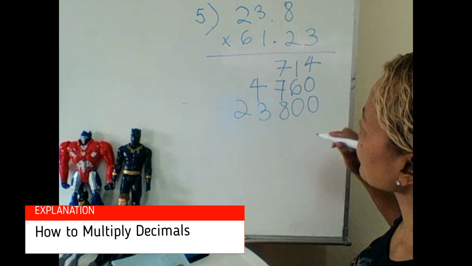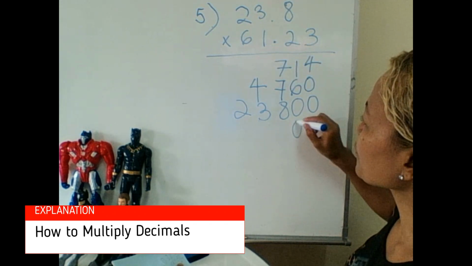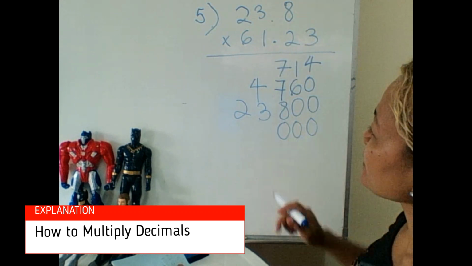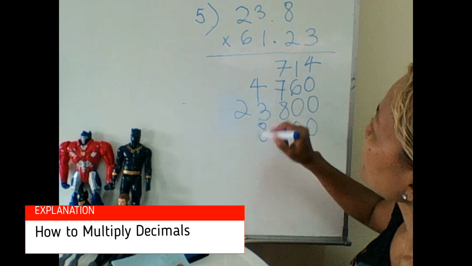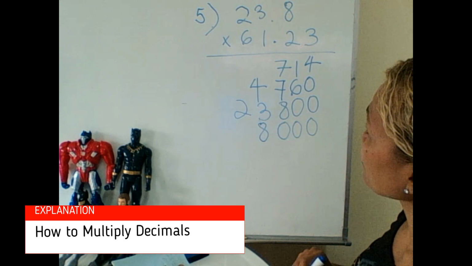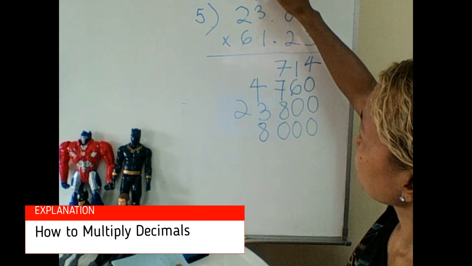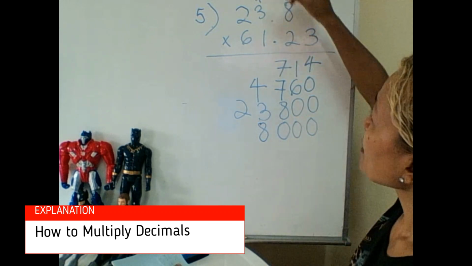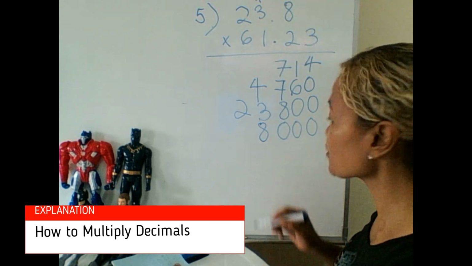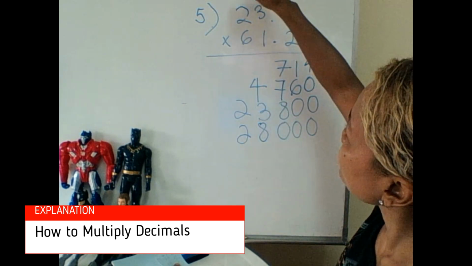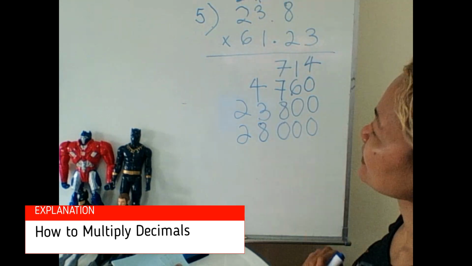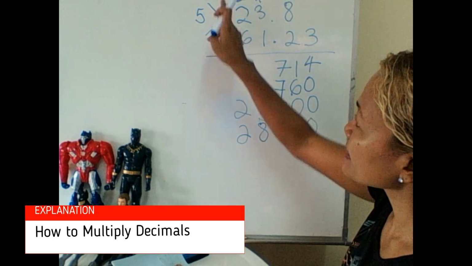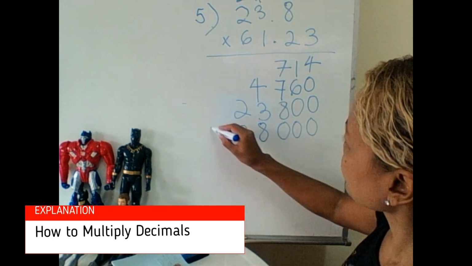Okay, so we've done this one. Now 3 zeros to the last number. 6 8s are 48. Carry 4. 6 3s are 18, plus 4 is 22. 6 2s are 12, plus the 2 there, 14.